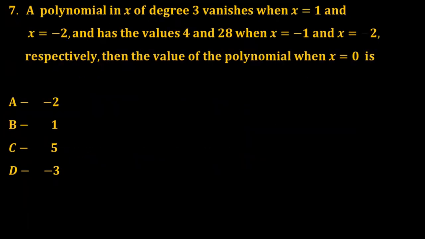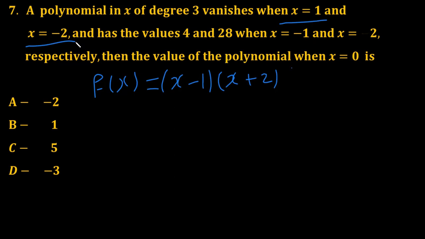Number 7. A polynomial in x of degree 3 vanishes when x equals 1 and x equals negative 2 and has the values 4 and 28 when x equals negative 1 and x equals 2 respectively. Then the value of the polynomial when x equals 0 is what? Here we can write this polynomial as f of x equals x minus 1, as 1 is a root, times x plus 2, as negative 2 is a root, times ax plus b.